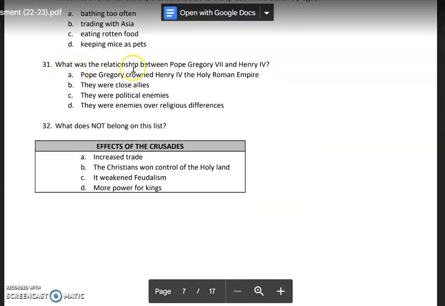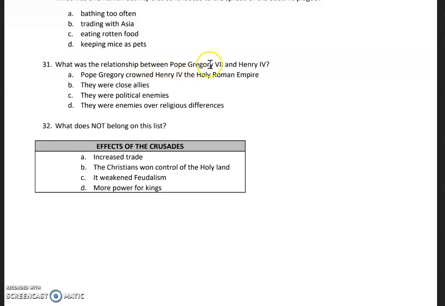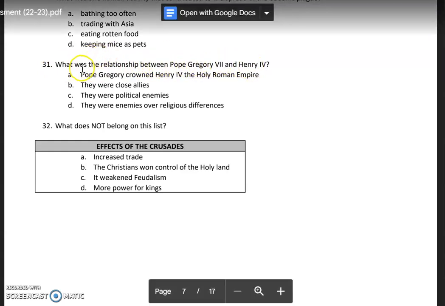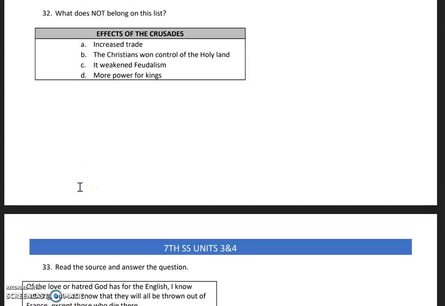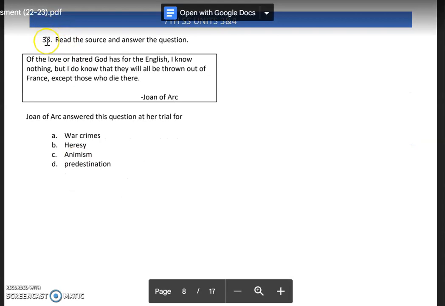Number 31. What was the relationship between Pope Gregory VII and Henry IV? A. Pope Gregory crowned Henry IV the Holy Roman Emperor. B. They were close allies. C. They were political enemies. D. They were enemies over religious differences. 32. Which does not belong on the list? Effects of the Crusades. A. Increased trade. B. The Christians won control of the Holy Land. C. It weakened feudalism. D. More power for kings.